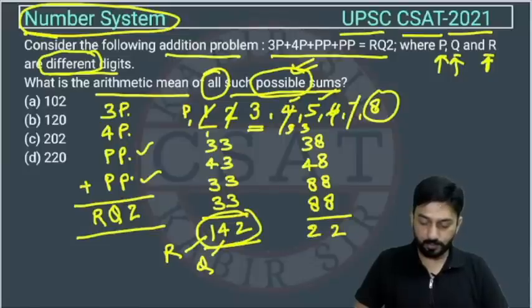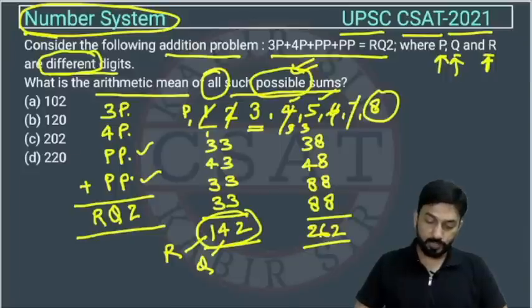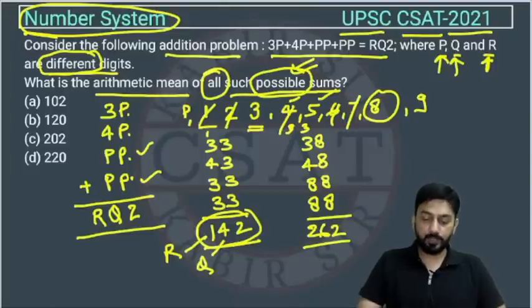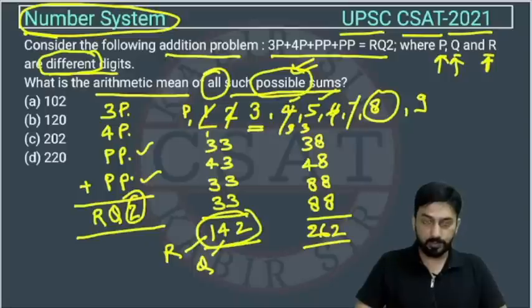So the value is 262, right? Now we will try for another value, 9. Can 9 be the value of P? So 9 plus 9 plus 9 plus 9, 4 times we are putting. So this will be 9 into 4, 36. The last digit should be 2, but we are getting 6 as the unit digit if we put P as 9. So this is not possible, right? So there are two values possible, 142 and 262.